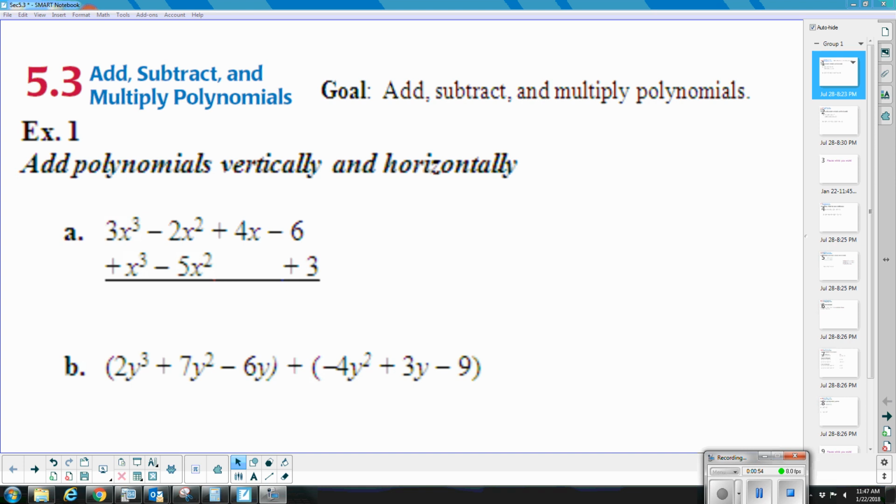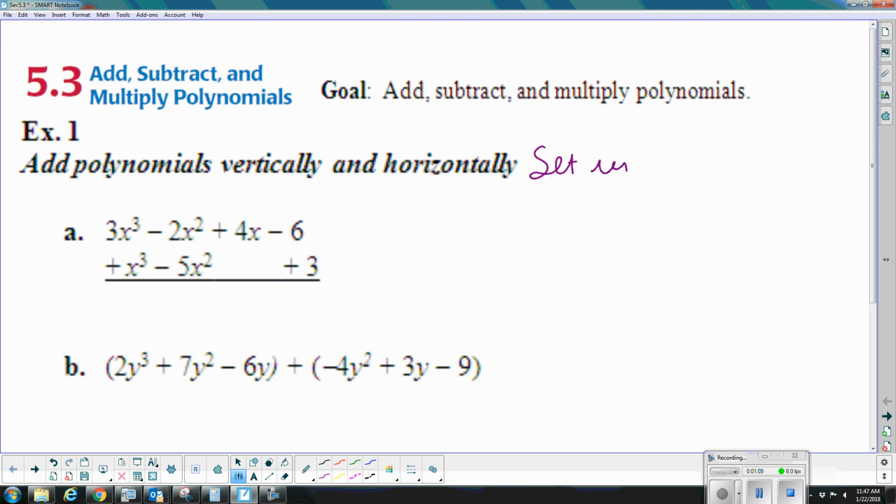And the important part about adding polynomials, whether you're doing it vertically or horizontally, is setting it up in standard form. So anytime you're adding polynomials, set it up into standard form so that you have your polynomials organized. So that means putting your leading coefficient as your first term that correlates with the leading exponent. So if you look at the first example, both of these are in standard form.